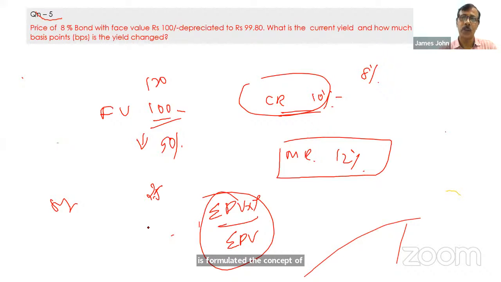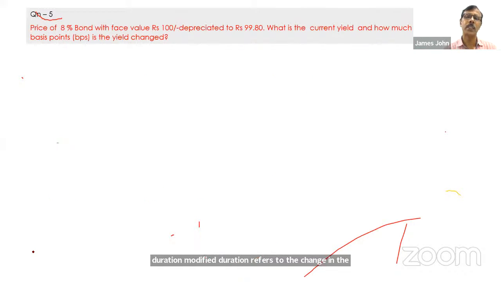Now, next is modified duration. What is modified duration? Modified duration refers to the change in the value with respect to a change of 1% in the yield. How much will the value change for a 1% change in the yield? That number is called the modified duration. Duration is always in years, and this modified duration is a digit, or you can say it's a ratio. When the yield is changed by 1%, how much the value changes is called the modified duration.